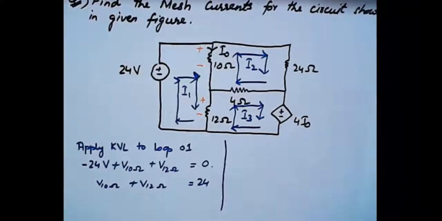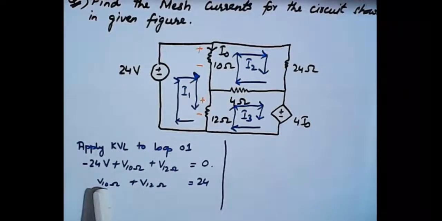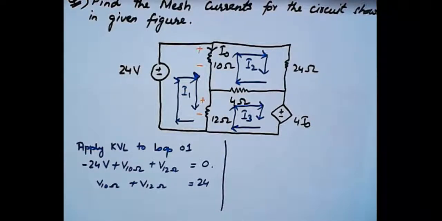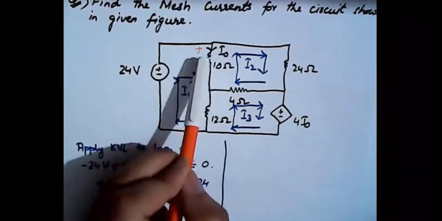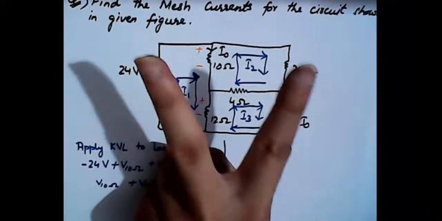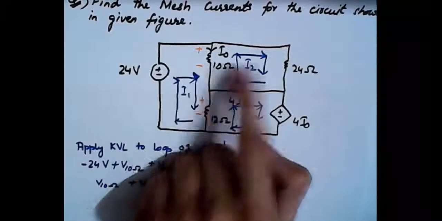Now we need to check how we can represent the voltage across the 10 ohm resistance and the voltage across the 12 ohm resistance as a function of resistance and current, right? So if we look at this 10 ohm resistance, it is involving how many currents? We need to check how many loops it is a part of. It is a part of two loops, right? Loop 1 and loop 2.